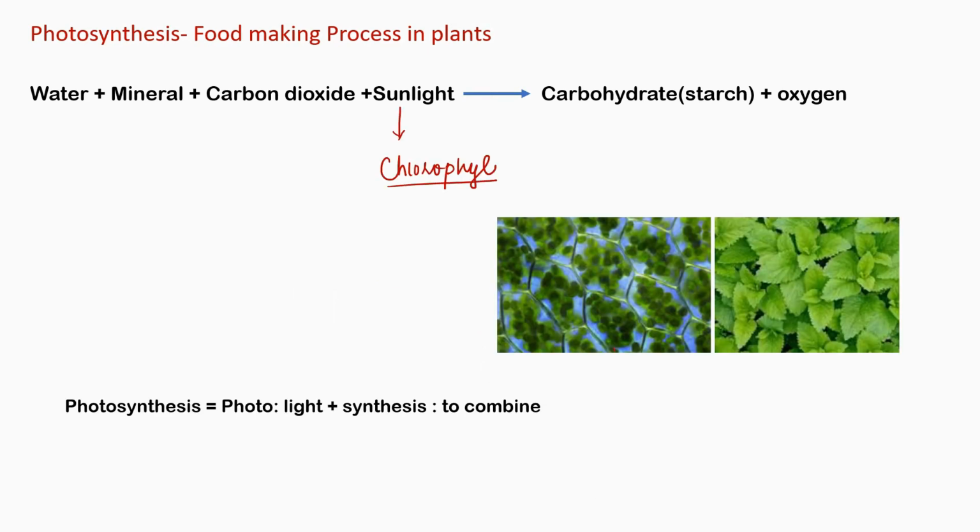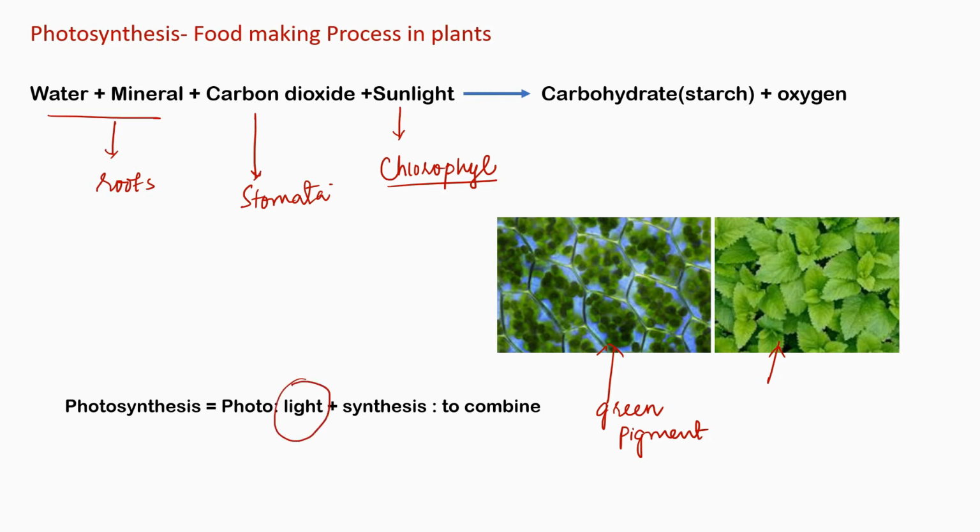Now chlorophyll is a green pigment, as you can see in the picture, and this green pigment will absorb the sunlight from nature, and they are using it to make starch and oxygen. Now photo means light and synthesis means to combine. With the help of light, they are combining all these simple substances. What are the simple substances? Simple substances means water, minerals, carbon dioxide. They are combining them and making food. And that is our photosynthesis.